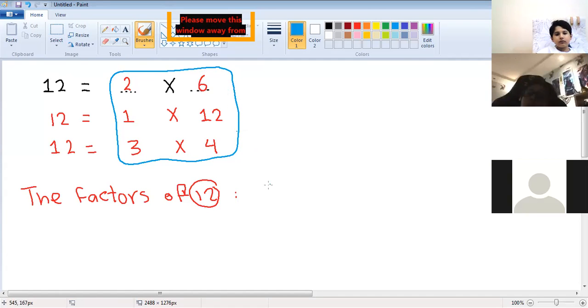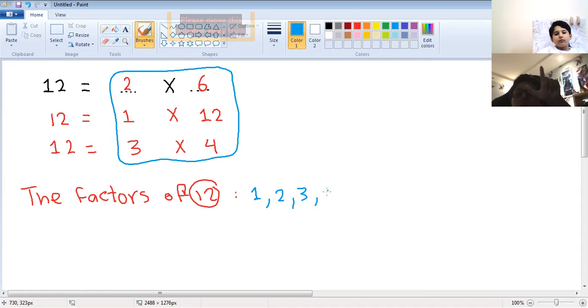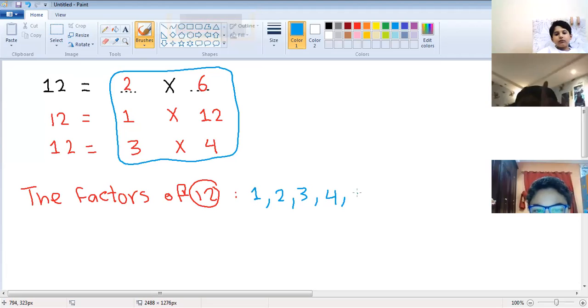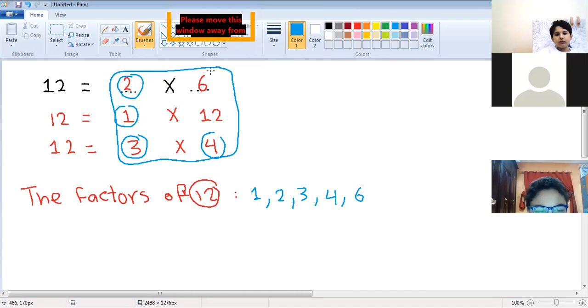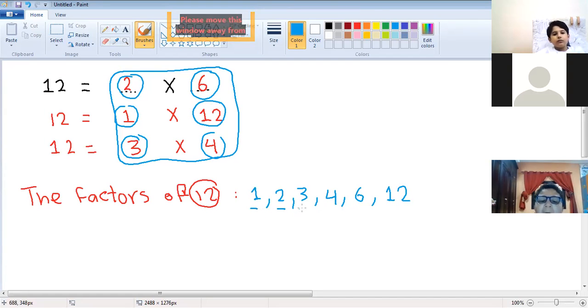It's better if you write them in order. 1, 2, 3, 4, 6. No, there is no 5. Check here. 1, 2, 3, 4. What else? 6 and 12. So how many factors now? 1, 2, 3, 4, 5, 6 factors. Okay? They are the factors of 12. Thank you.